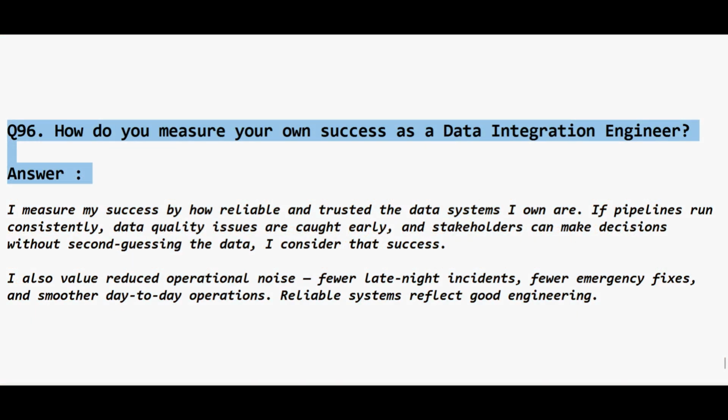Question 96. How do you measure your own success as a data integration engineer? Answer. I measure my success by how reliable and trusted the data systems I own are. If pipelines run consistently, data quality issues are caught early, and stakeholders can make decisions without second-guessing the data, I consider that success. I also value reduced operational noise, fewer late-night incidents, fewer emergency fixes, and smoother day-to-day operations. Reliable systems reflect good engineering.